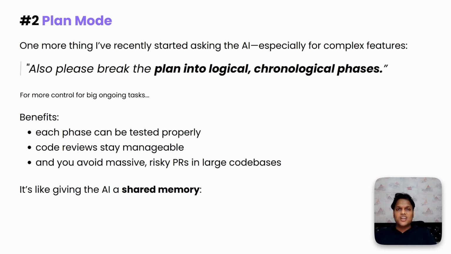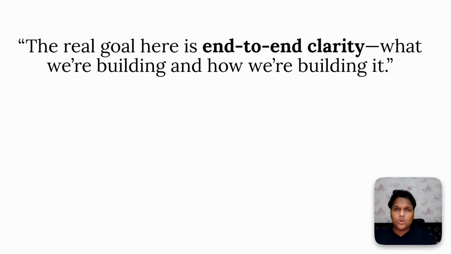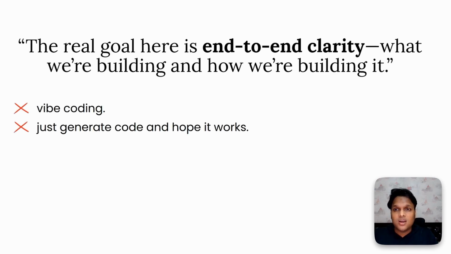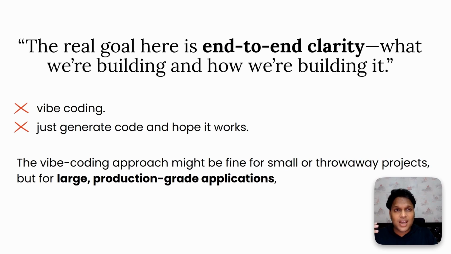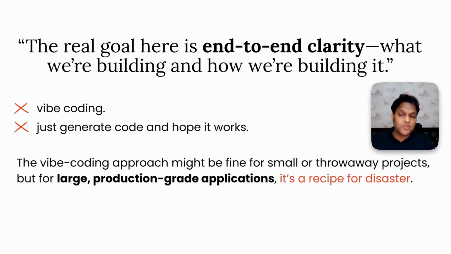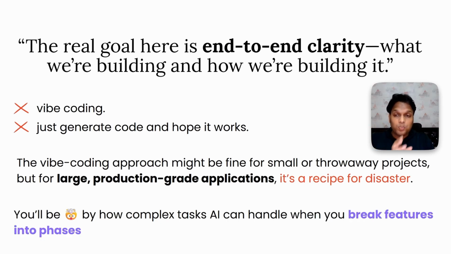It's like giving the AI a shared memory: what's done, what's left, and how we have reached the current state. The real goal here is end-to-end clarity of what we are building and how we are building it. So it's not vibe coding. If you look carefully, it's not just generate code and hope it works. The vibe coding approach might be fine for smaller throwaway projects, but for large production-grade applications, it's a recipe for disaster. But if you go via this approach, you will be amazed by how complex a task AI can handle via context files and plan mode when you break features into phases and work step by step.